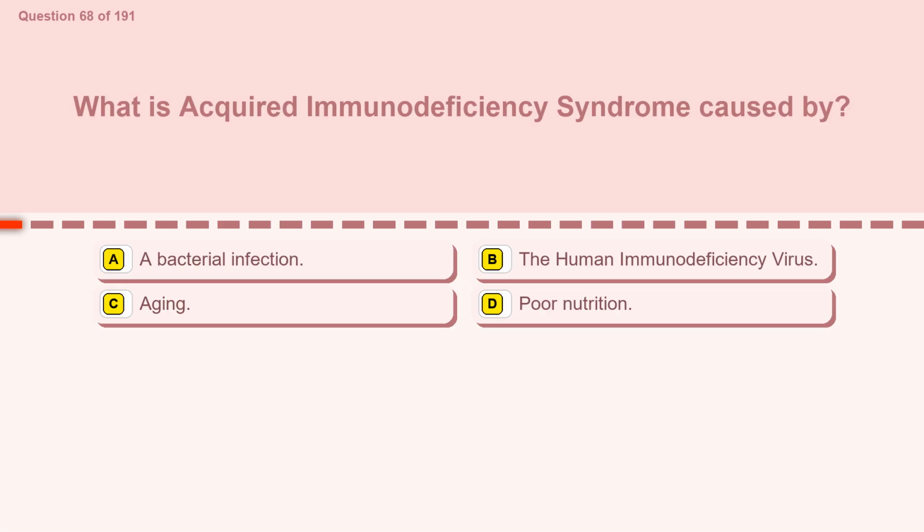Question 68. What is acquired immunodeficiency syndrome caused by? Option A. A bacterial infection. Option B. The human immunodeficiency virus. Option C. Aging. Option D. Poor nutrition.